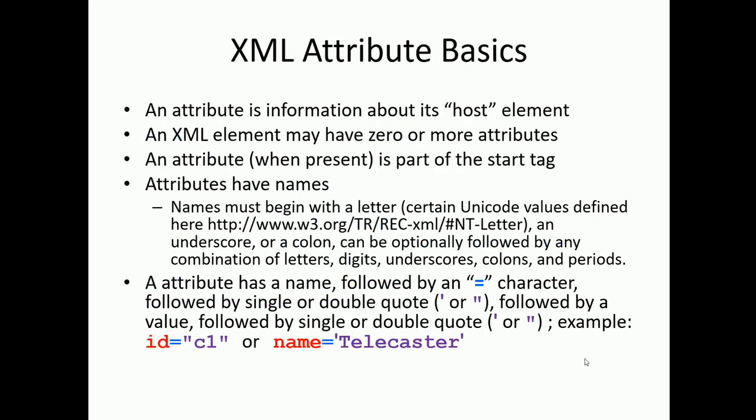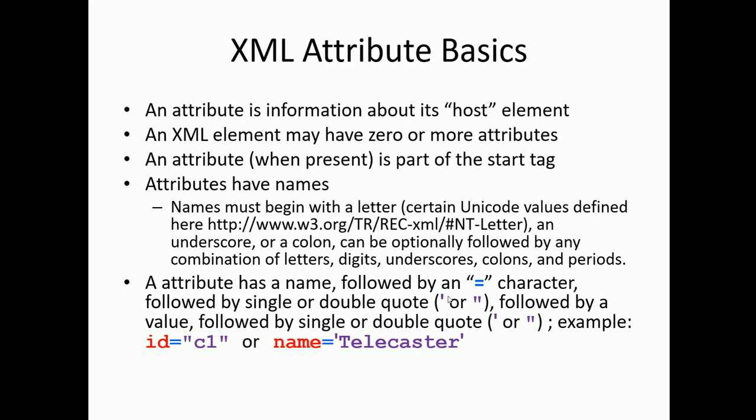So let's talk about attributes. An attribute is information about its host element. An XML element may have 0 or more attributes. An attribute, when present, is part of the start tag. Attributes have names. Names must begin with a letter, certain Unicode value defined here in this URL, an underscore or a colon, and can optionally be followed by any combination of letters, digits, underscores, colons, and periods.